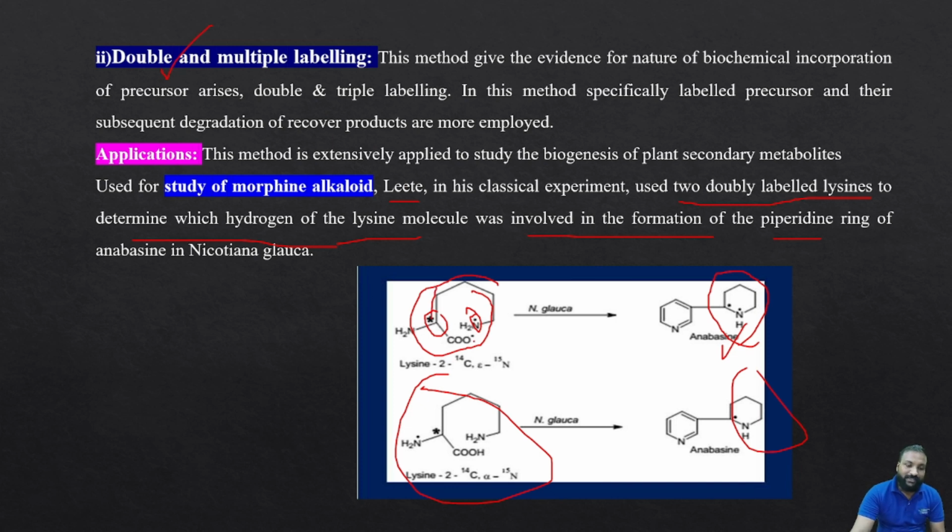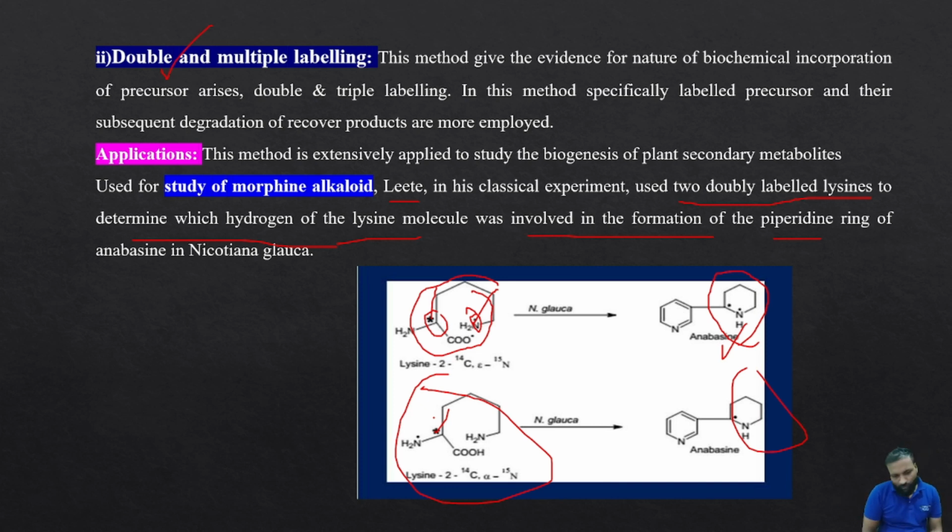Here, he labeled at different positions in order to understand which labeled compound is responsible for the formation of the piperidine ring. So simply I'll say that by the double and multiple labeling method, we can assess which labeled compound is responsible for the formation of the end product.